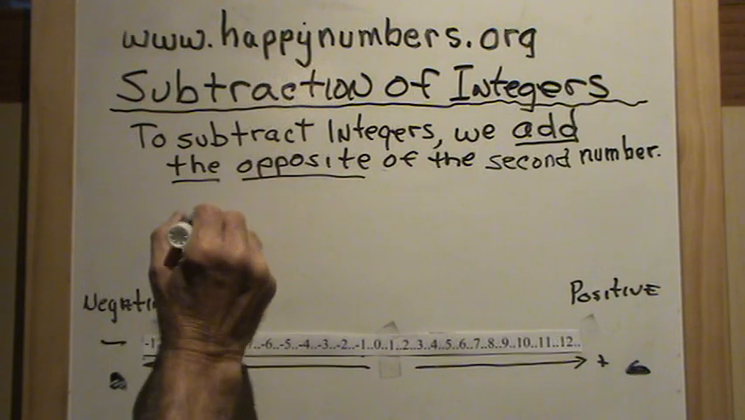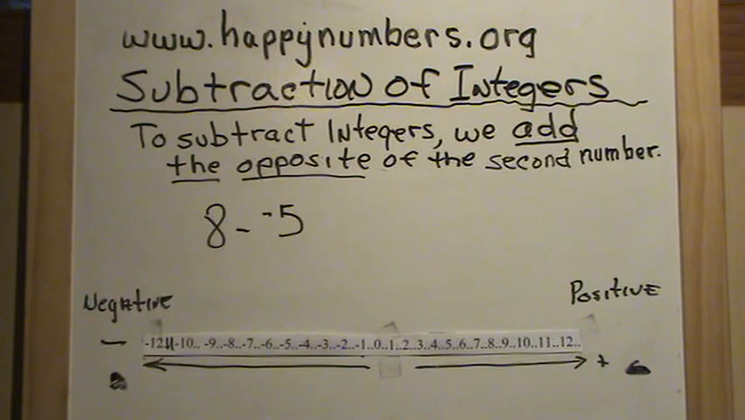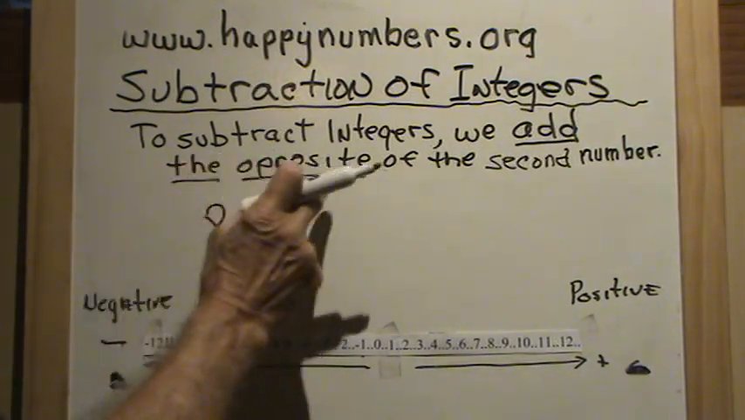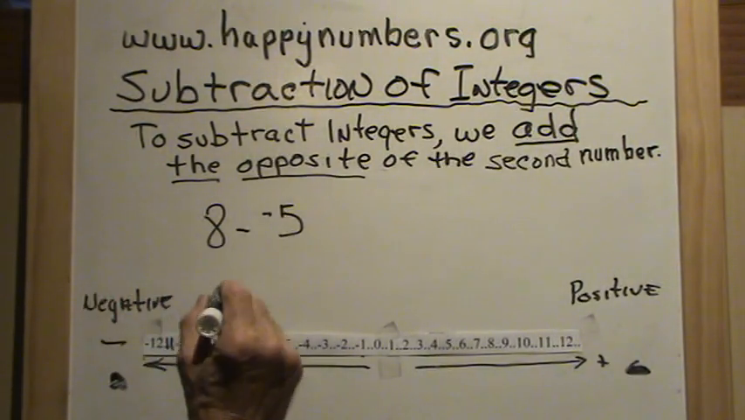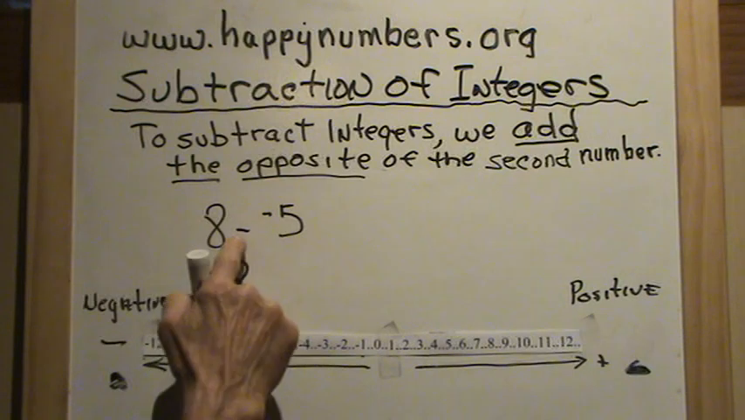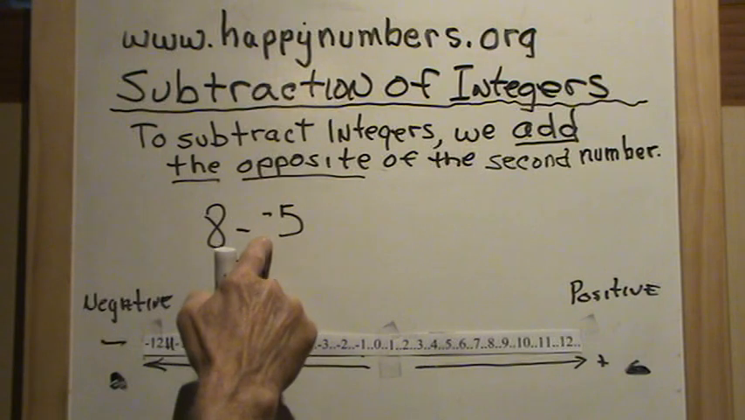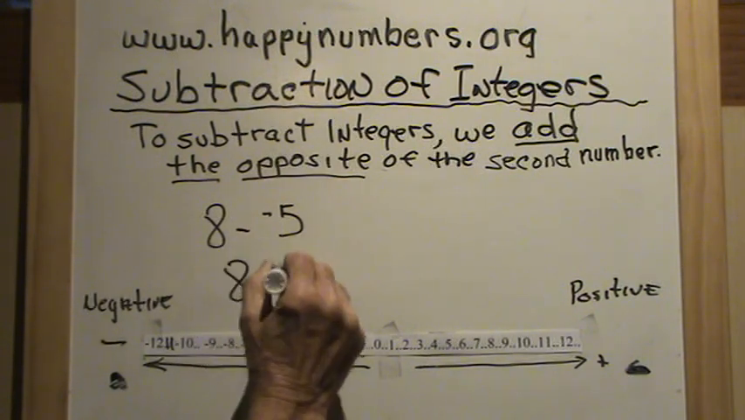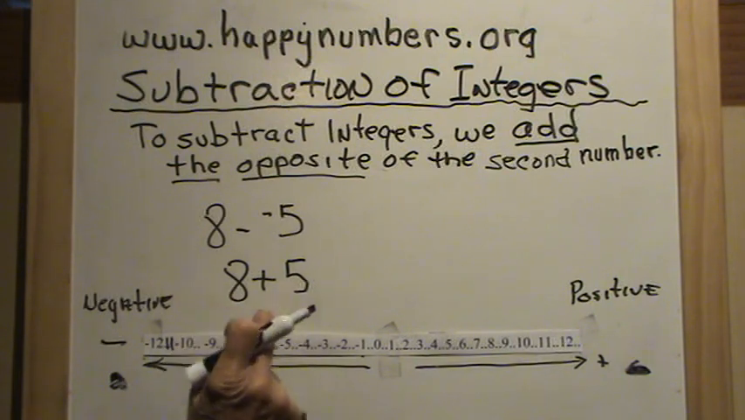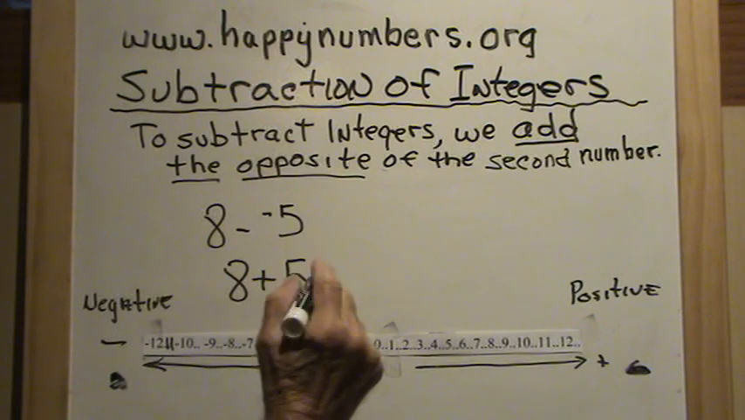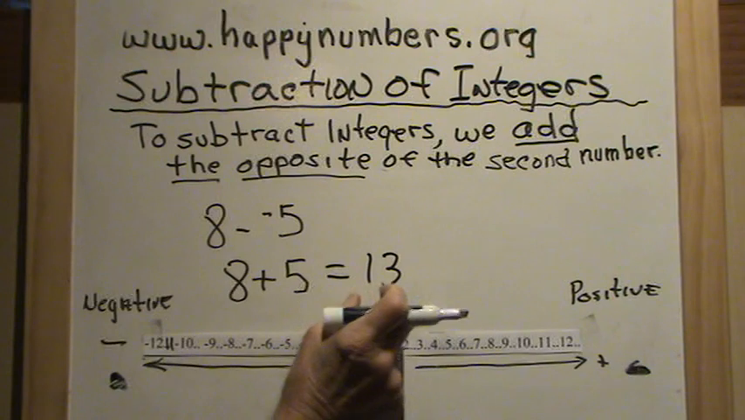Let's take a positive 8 minus a negative 5. Now remember, to subtract integers, we add the opposite of the second number. So I rewrite the problem. 8, I change this minus sign to a positive because I'm adding, and I change the sign of the second number. It's a negative 5. I have a positive 5. And now I'm adding two signed numbers whose signs are the same. So we just combine the numbers. 8 plus 5 is 13. And we use the common sign, which is positive.